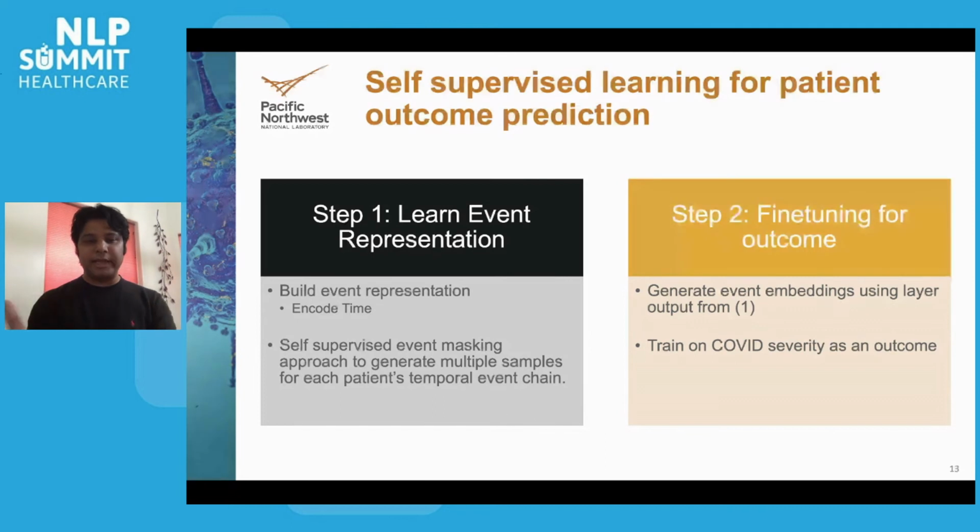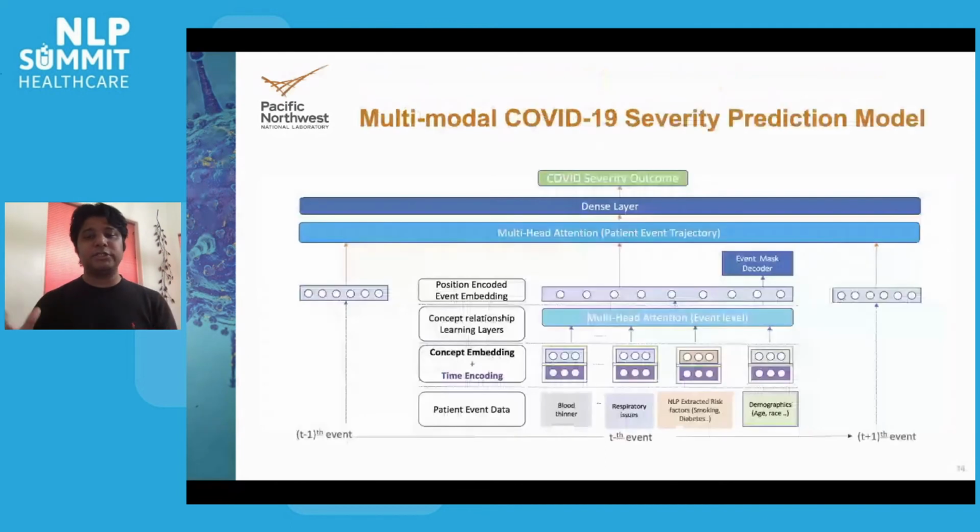So this slide shows a little bit of the details of the internals of our model. What's unique about this is that the lowest layer shows how we are integrating different data sources coming from the Spark NLP extraction outputs, as well as the drug codes and the diagnosis codes we have from the structured data. They're fed into the encoding layer, which is referred to as the concept embedding and time encoding. So the interesting thing here is that we're also trying to factor in time.